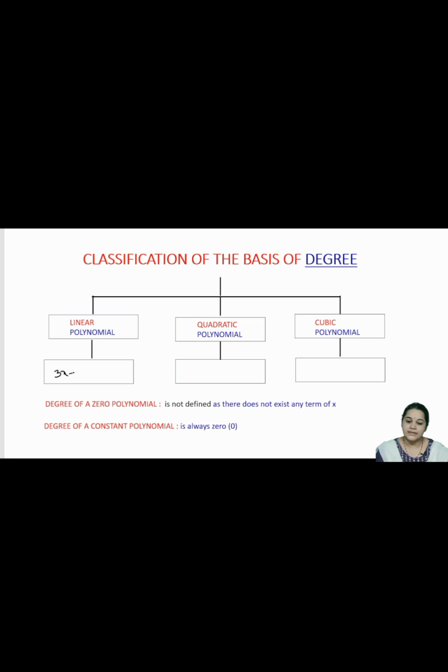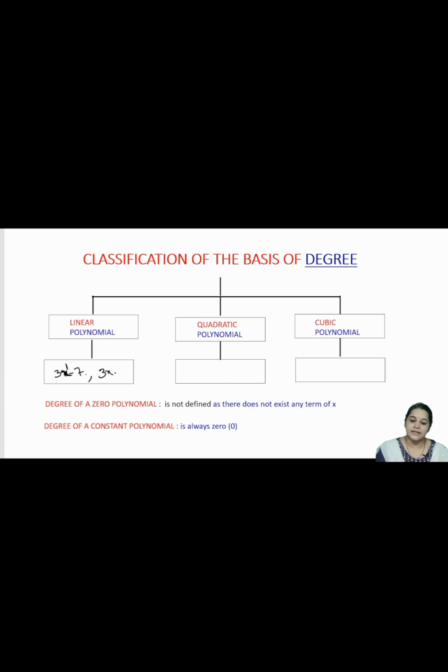Example, 3x minus 7. In this example, x is the variable, the power of x is 1, and we can see no other term of the variable x exists. In this polynomial, we can see only one term in x and the highest power of x is 1. So it is a linear polynomial.